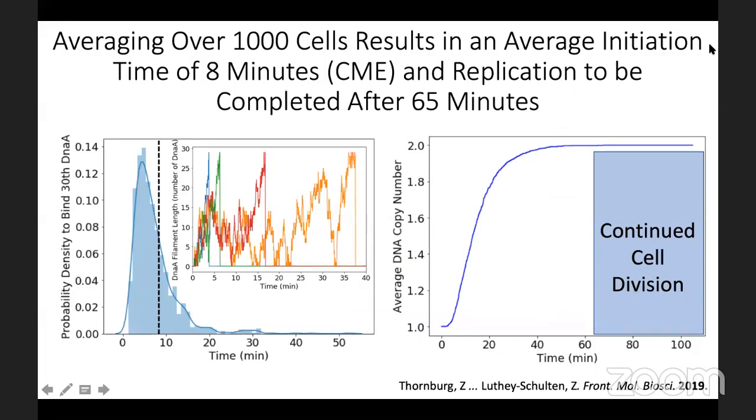And so in our well-stirred model, we can simulate 1,000 cells over the course of a whole cell cycle. In the inlaid graph here, we have 4 individual cells, showing the length of the DnaA filament over time. And you can see that to initiate DNA replication, it can take anywhere from under 5 minutes up to 40 minutes in this cell using the kinetic parameters we obtained. And then when you plot the distribution of all 1,000 cells, we found an average replication initiation time of 8 minutes. Once you've initiated replication, our polymerization model predicts DNA replication to be completed after about 65 minutes.